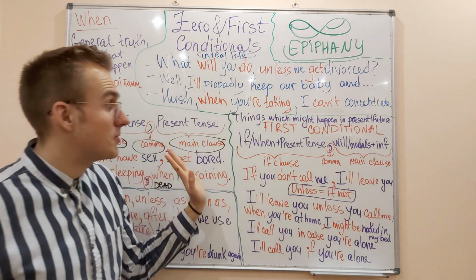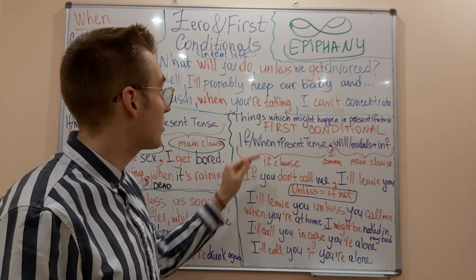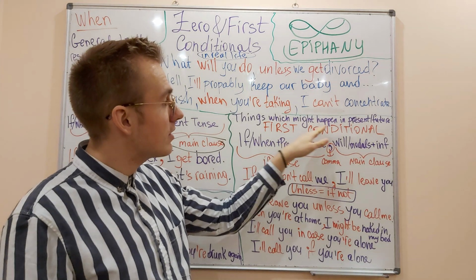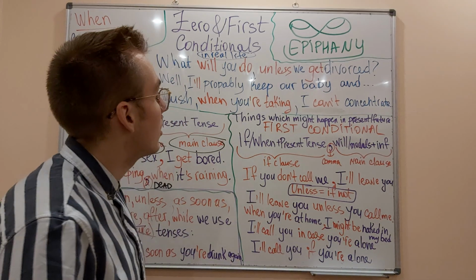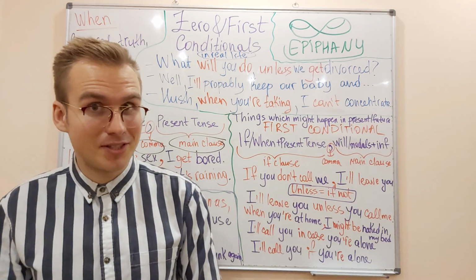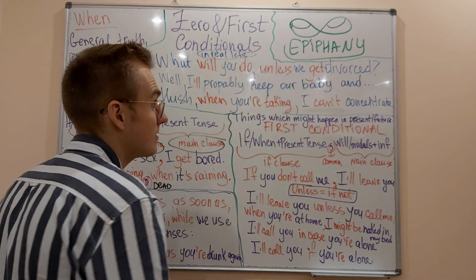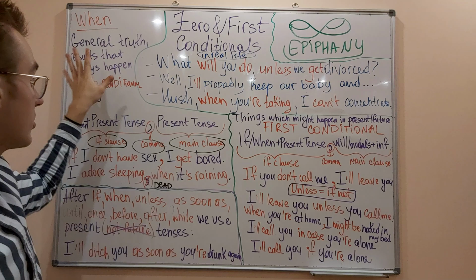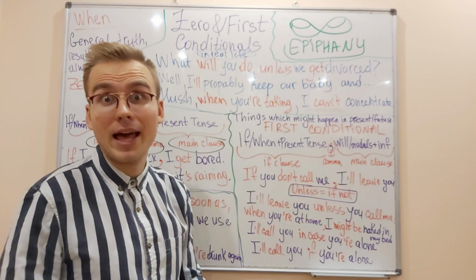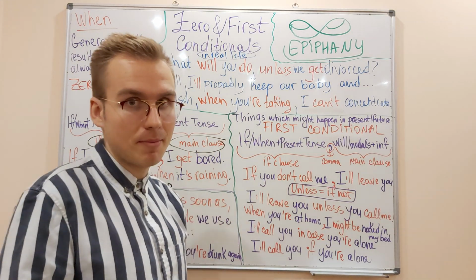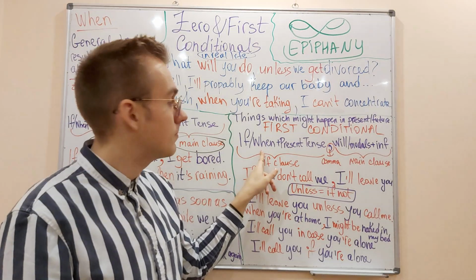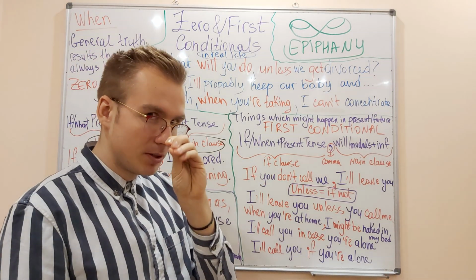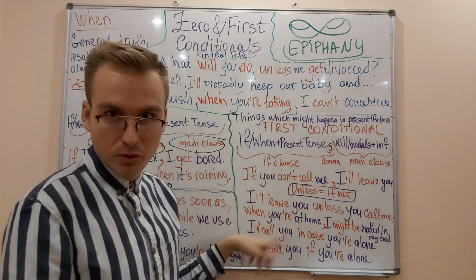Let's go to the next thing. When we talk about things which might happen in the present or future, we use the first conditional. It's not a general truth, but things that might happen, likely to happen. Here we use if or when. They will have slightly different meanings; I will show you in sentences.